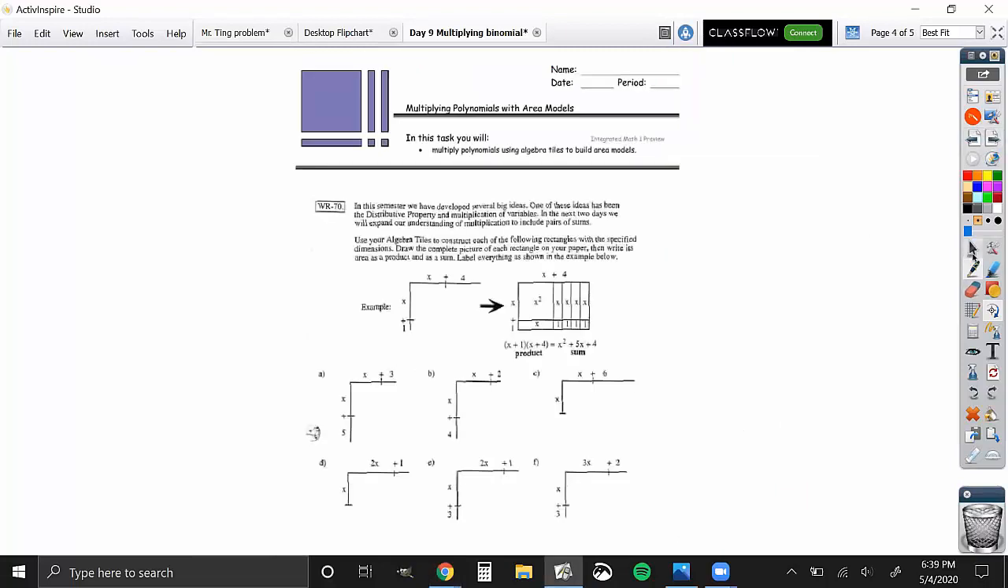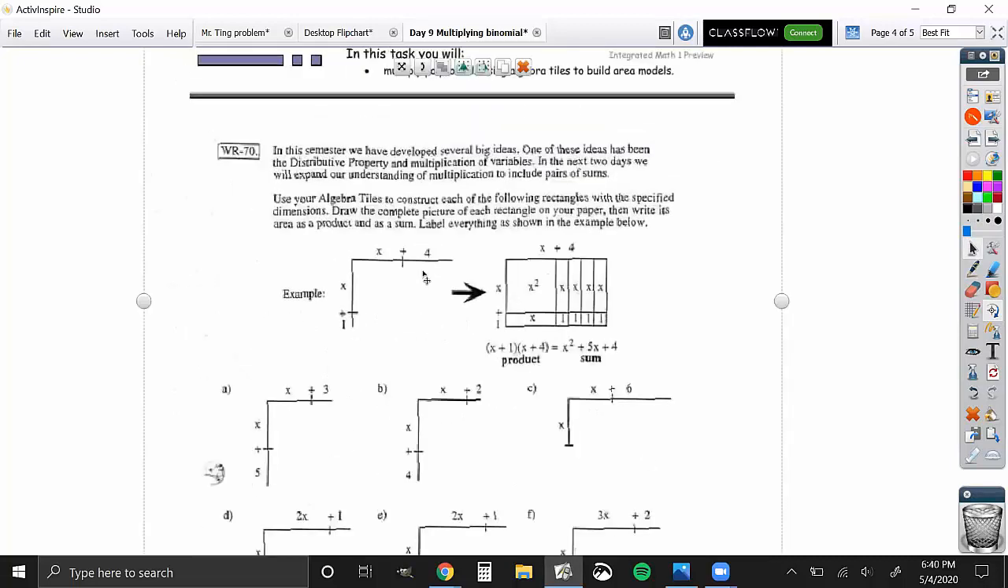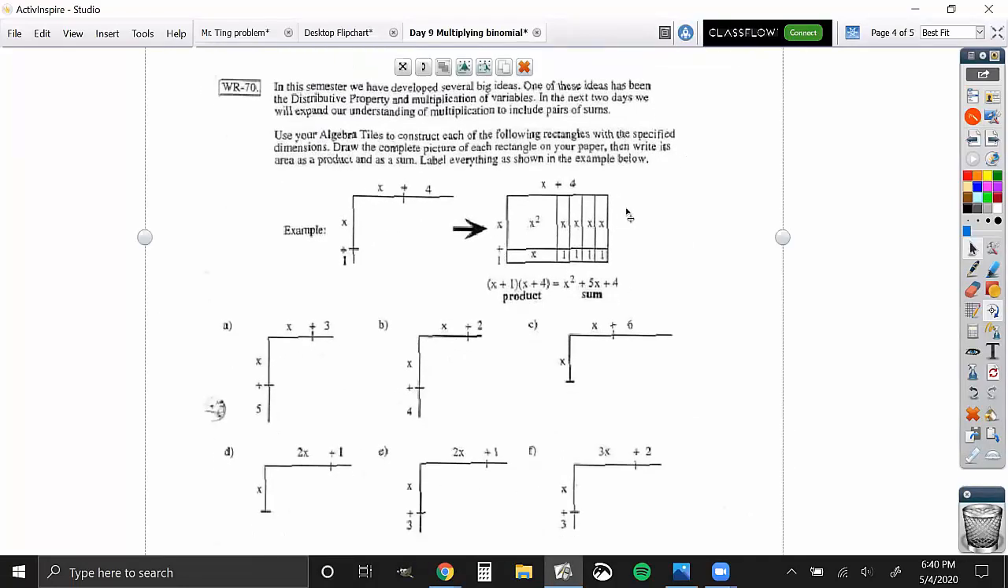So what you're doing today is the following. You're going to multiply polynomials using algebra tiles to build area models. We're actually going to do an area model of this. And I'm sorry for the bad copy of this. I don't know why it's so bad, but it is.